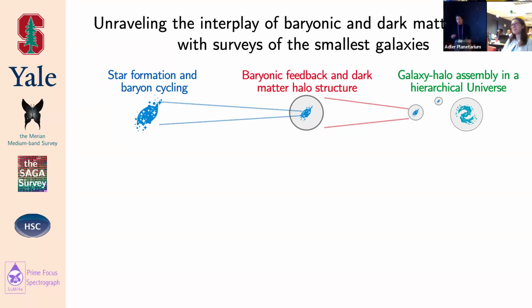So I'm going to give you a really quick overview of what I think about scientifically. So I am a postdoc at Stanford, and I think mostly about using large wide field imaging surveys to understand baryonic processes in low mass galaxies. When I say low mass galaxy, I mean anything less than around 10% the mass of the Milky Way.